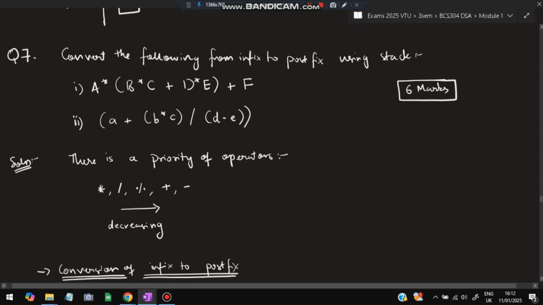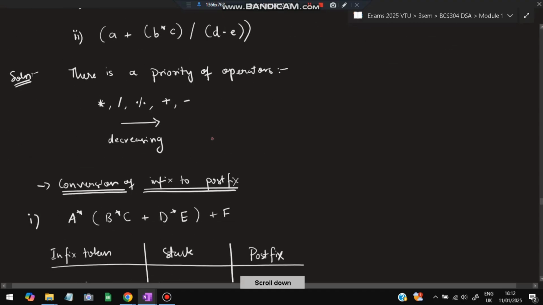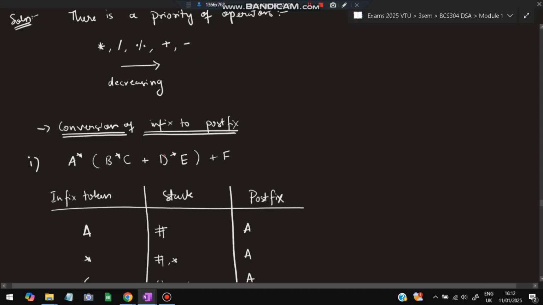So first is star, this is the highest priority, multiplication. Next comes division, that is the next priority. Third priority is the modulus operator, finding out the remainder. The next one is plus, and the last one is minus. Now, keeping this in mind, we have to do the following.